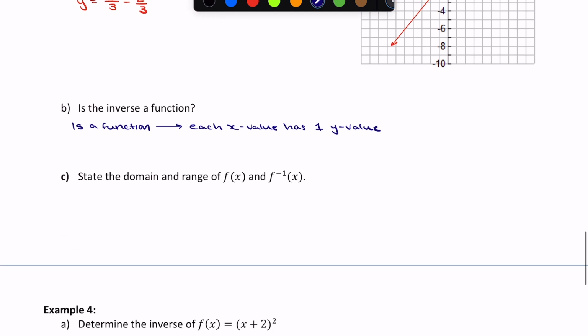And let's state the domain and range of f of x and the inverse. So for f of x, the domain here, x is an element of real numbers, and the range, y is an element of real numbers. And so that would be the same for the inverse.